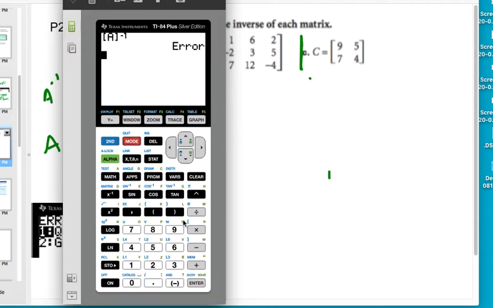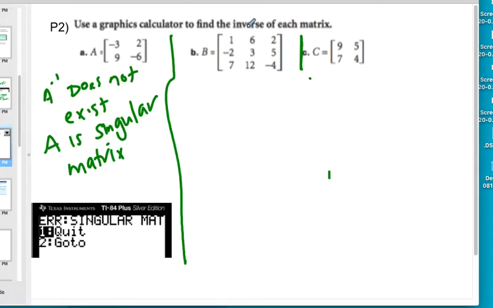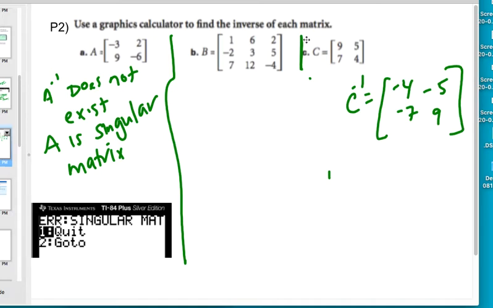So I'm going to quit out, hit enter, and there's my answer for C inverse: 4, -5, -7, 9. So my C inverse is 4, -5, -7, 9. Okay, so that's my C inverse, and that's it. I'm just typing it in my calculator.